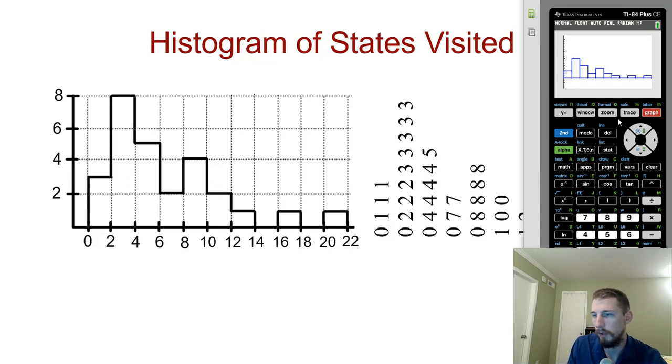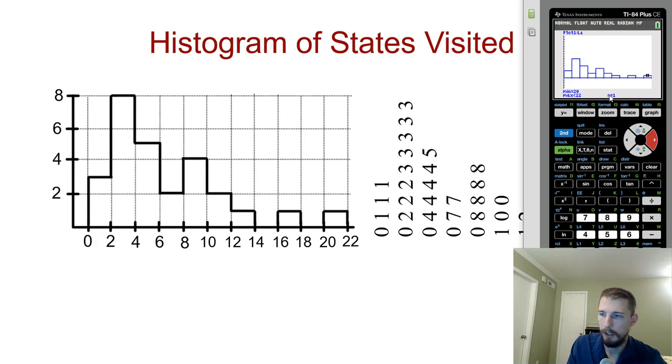And then you can also hit trace, and it'll tell you the max and the min for the bin. So 0 to 2, we had 3 people, which sure enough, 0 to 2, we had 3. Arrow over, we had 8 people that were in the bin from 2 to 4, but not including 4. And just keep on going over, and you got all of your data there. And we got several bins that had no one in it.